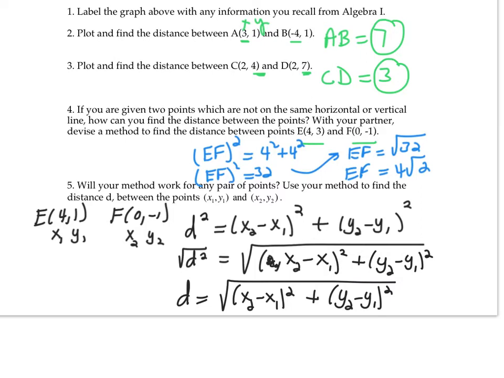So now, anytime you want to find the distance between a pair of points, you can plug those points in for x1, y1, x2, y2, and then solve for the distance. So no more drawing of triangles on your graph.